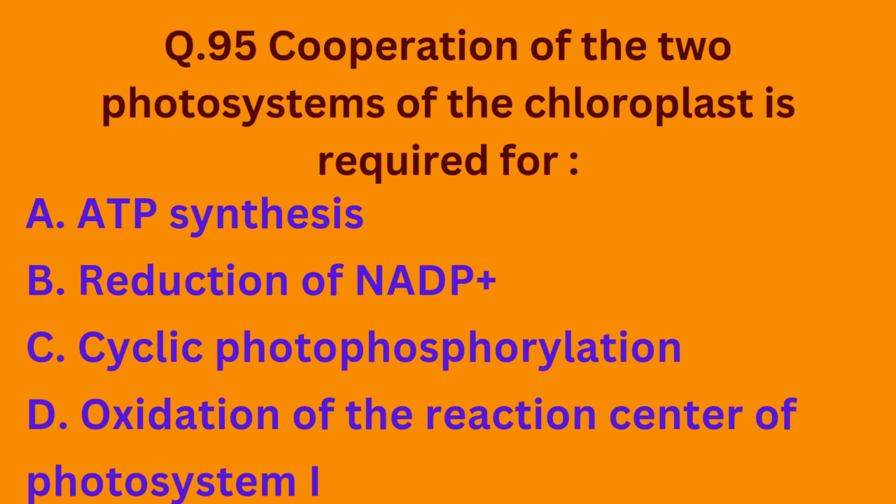Our next question is, cooperation of the two photosystems of chloroplast is required for option A ATP synthesis, option B reduction of NADP, option C cyclic photophosphorylation, and option D oxidation of the reaction center of photosystem 1. So the correct option is option B, reduction of NADP.